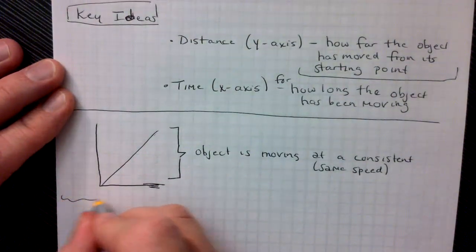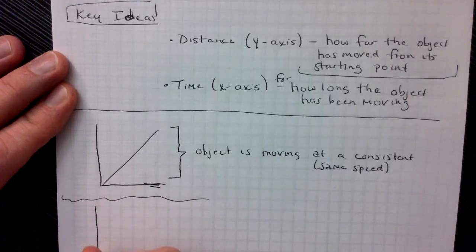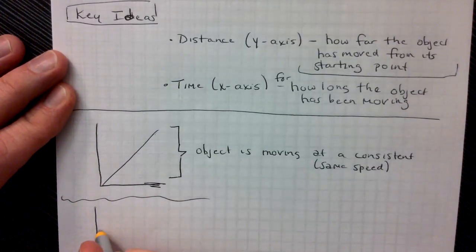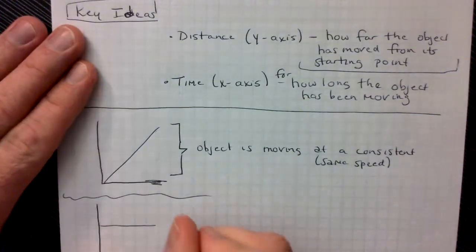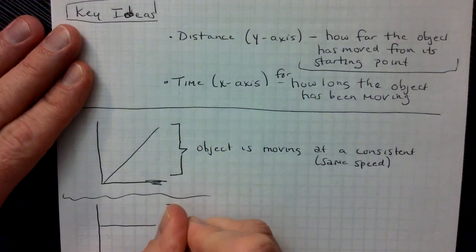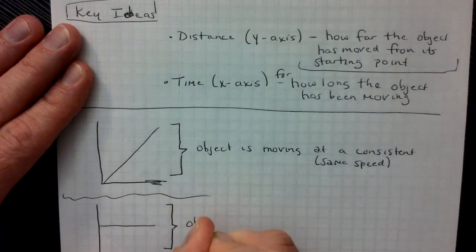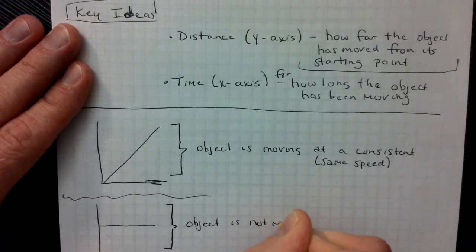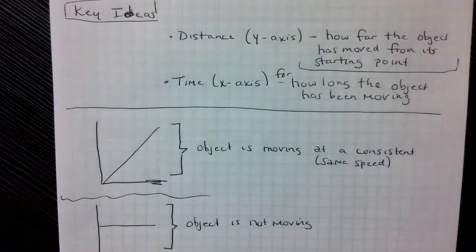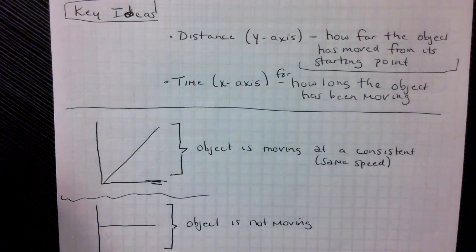If it is, for instance, flat like this, that means the object is not moving. And if you're wondering how that is, I'm going to show you that in just a second. I'm going to draw on the other side. Last one.